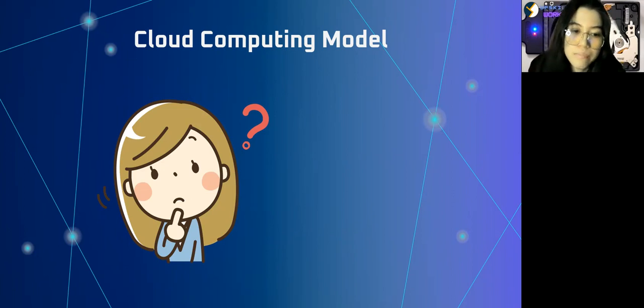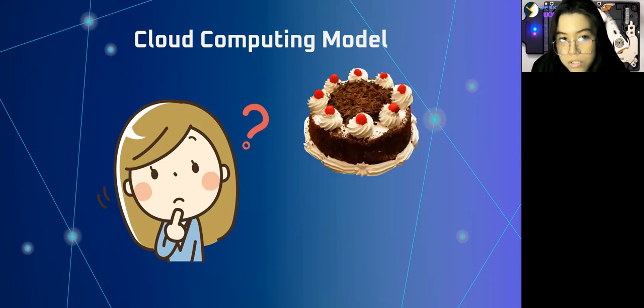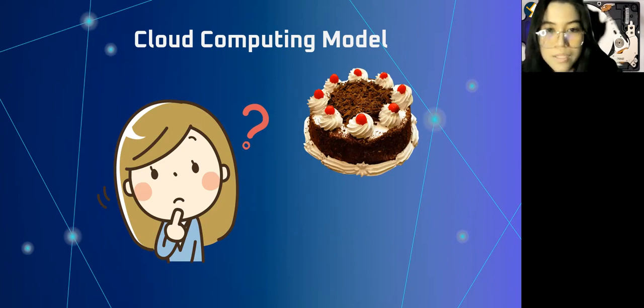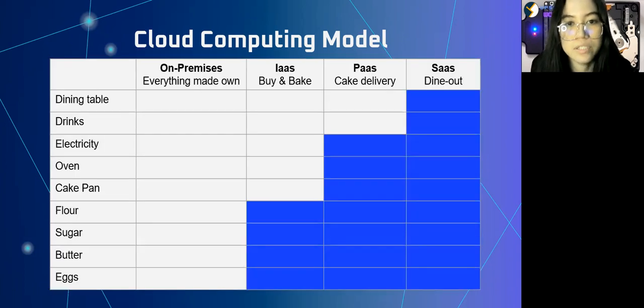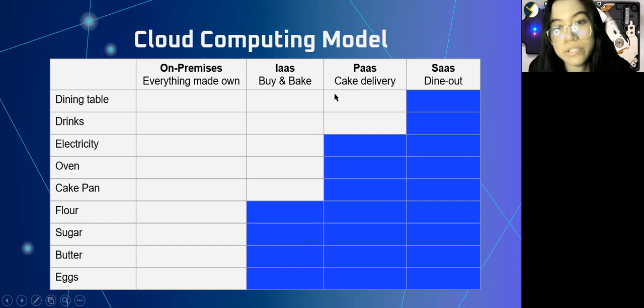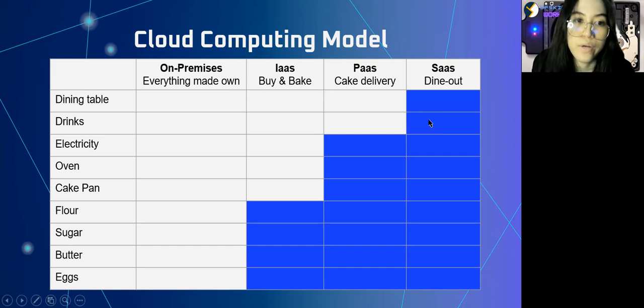Let's differentiate the cloud computing models using the analogy of eating a cake. Yes, eating a cake. That's how simple we can distinguish the different cloud computing models. On this table, I have still the 4 types: the on-premises, the infrastructure as a service, the platform as a service, and the software as a service.